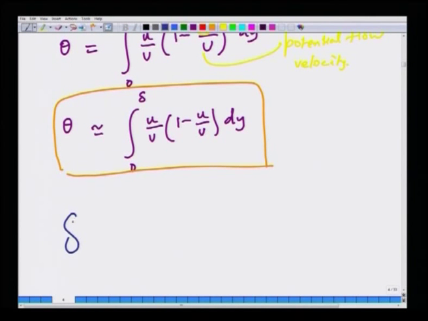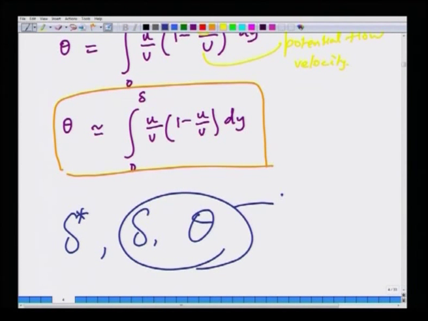So, you have now 3 definitions. You have delta star, the disturbance thickness, delta the displacement thickness, and theta which is the momentum thickness. Okay. These two are called integral thicknesses because they are obtained as an integral of the velocity profile. The mass displacement thickness and the momentum displacement thickness are called the integral thicknesses, while delta star is simply the distance it takes for the velocity profile to reach 99% of the free stream velocity.